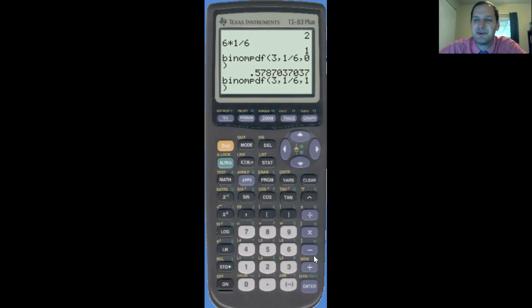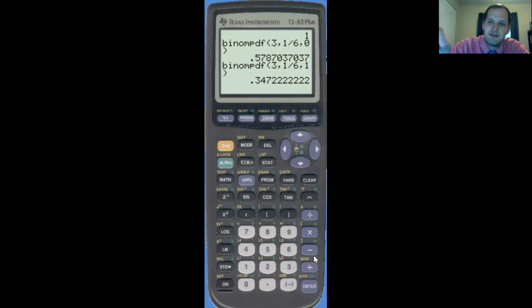So 0, we're going to change to a 1. That's all you got to do. All right, we want 1 success, and I hit enter. 35% about. Okay, so about 35% of the time, if you roll 3 dice, exactly 1 will be a 6. Okay, there's a set number of outcomes that we are wanting. It's binary.